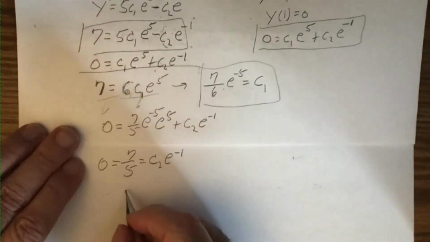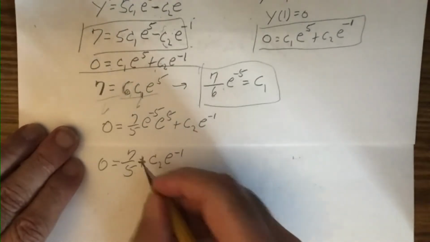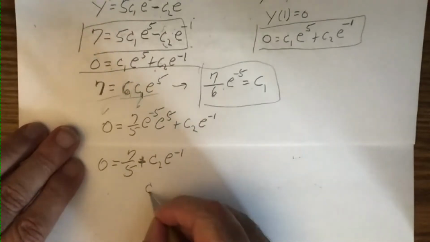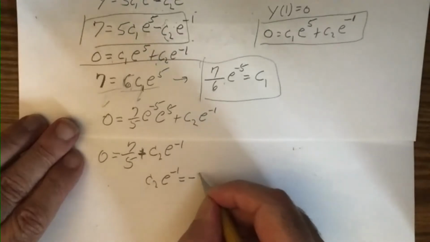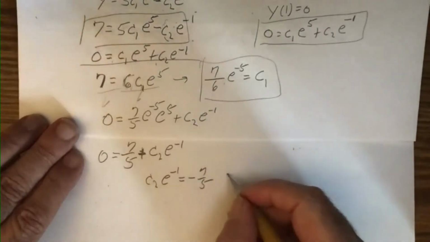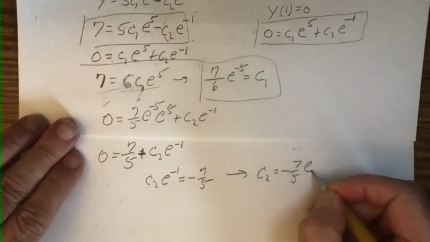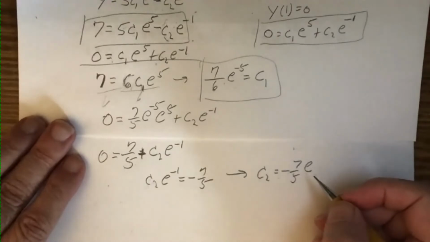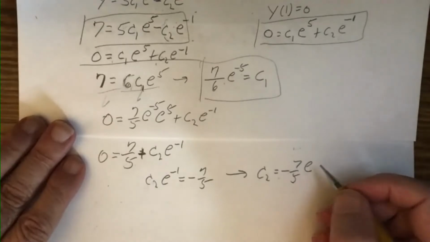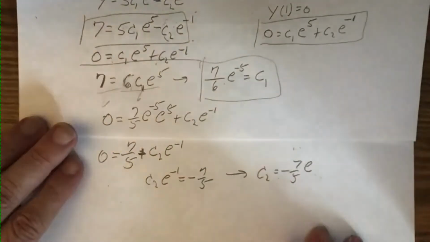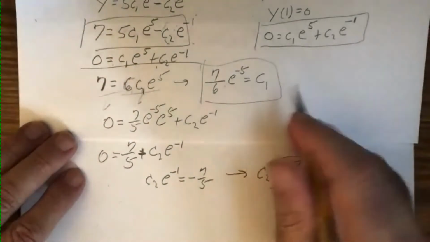So then this is telling me that there's a plus sign here. So C2, I can write it like this, e to the minus 1 is equal to minus 7/5. So C2 is equal to minus 7/5 e, right? Is that what I have in my notes? Yeah. Okay, so that's it. E, or e to the 1. So now I've got my C2, and that's my C1.